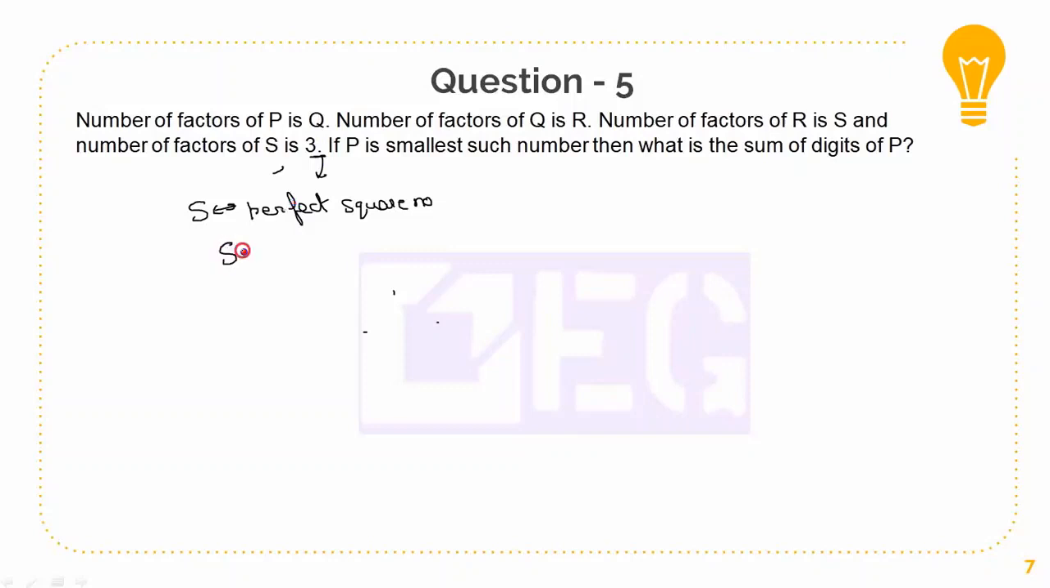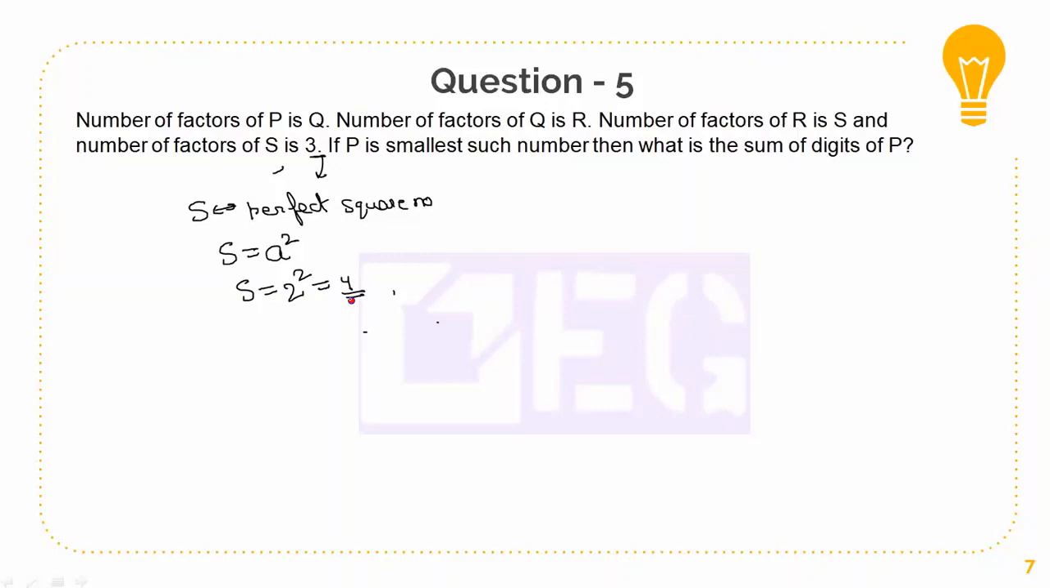So s will be in the form of a square, where a is a prime number. Only then will it contain 3 factors, and we need the minimum possible number. That means s will be 2 square, which is equal to 4. So the value of s will be equal to 4.